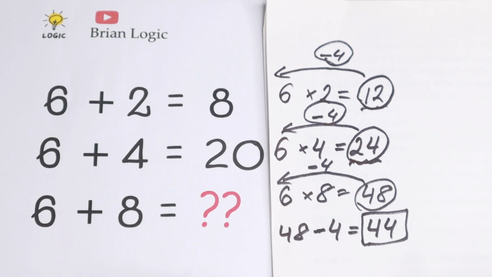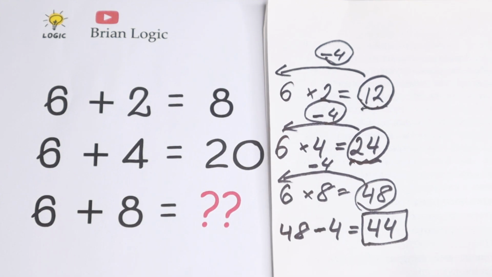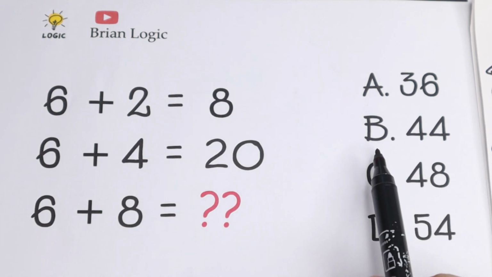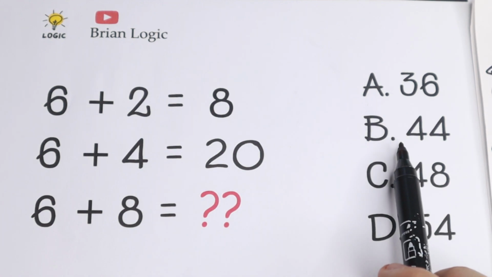But now take a look closely at the options. Maybe we'll have this option, maybe we don't have this option. So let's look closely at this answer. As you can see, we have this option B. Option B is equal to 44.